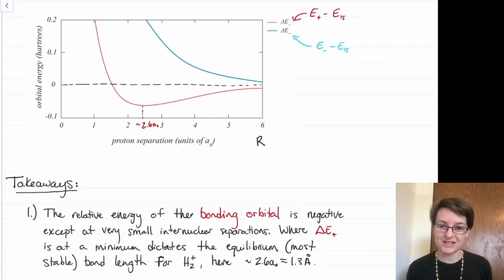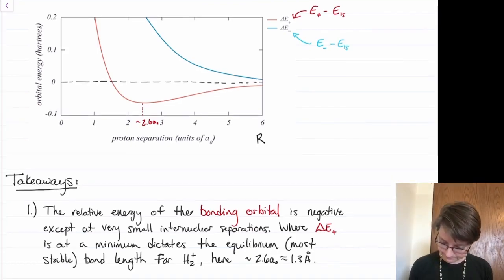You can do the experiment on the H2 plus molecule, and you'll find that the actual experimental bond length is something closer to 1 angstrom. So we're not doing perfect with this simple theory, but we are qualitatively being able to predict the bond lengths.